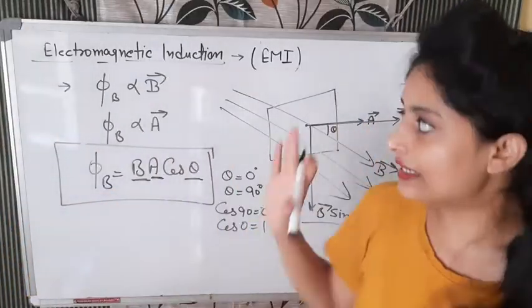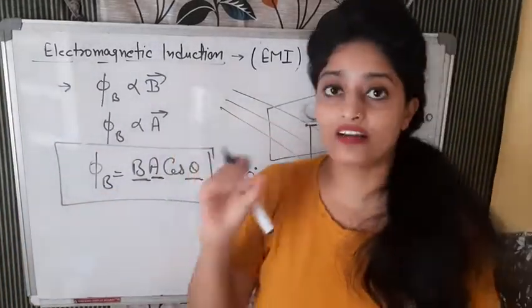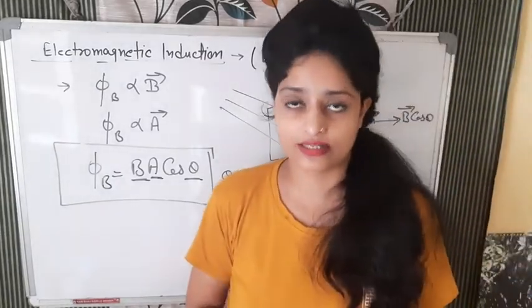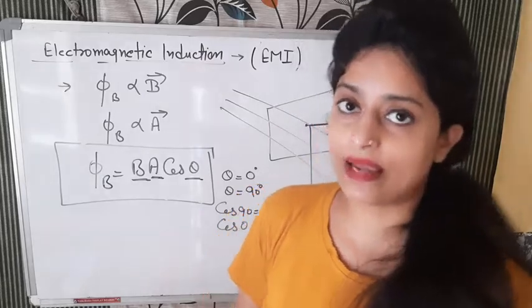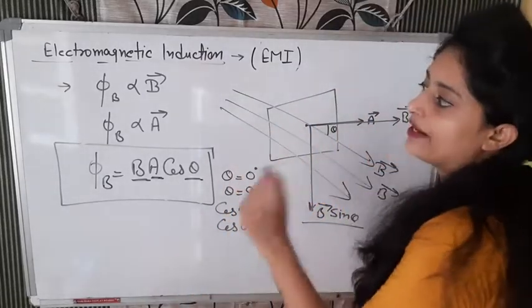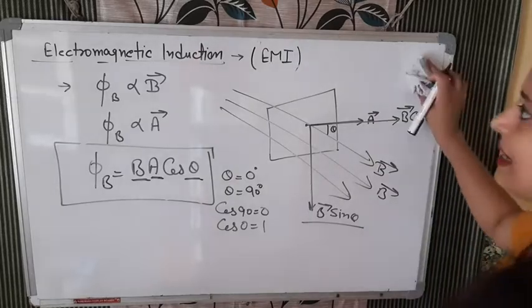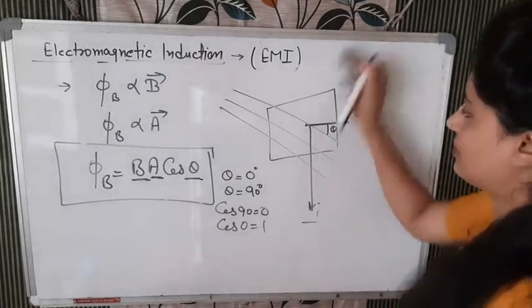Okay, so till now I hope you understood magnetic flux. What do you mean by magnetic flux? Its definition. It depends on which factors. So magnetic flux depends on the magnitude of the magnetic field. It depends on the area. It depends on the angle between them. Now see about electromagnetic induction. कि वो क्या होता है अभी?